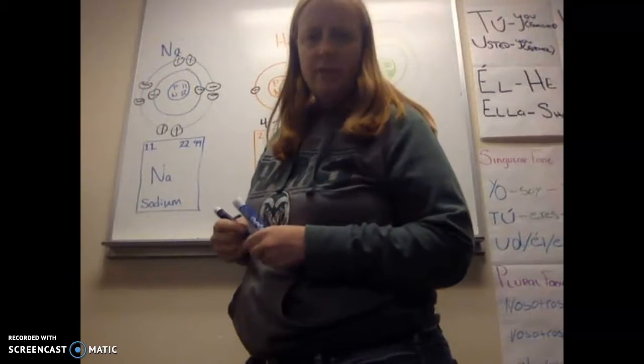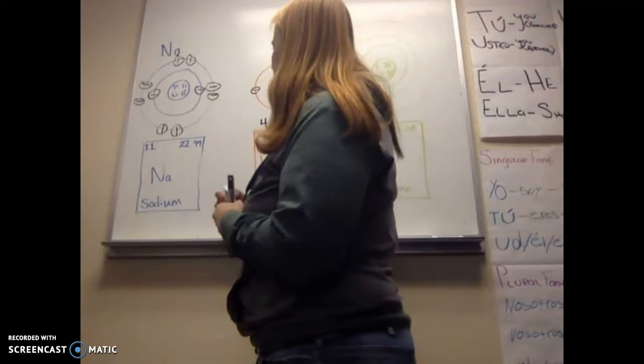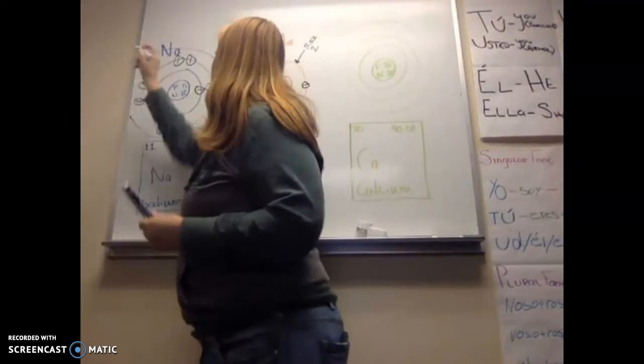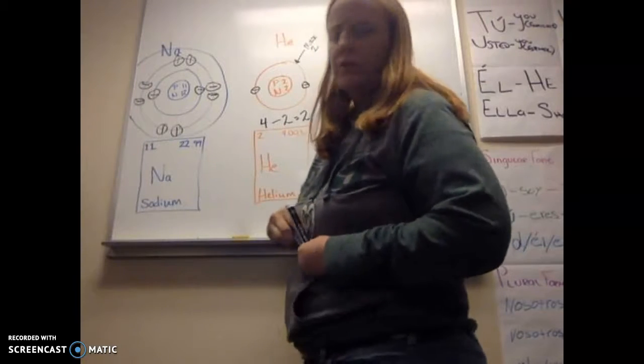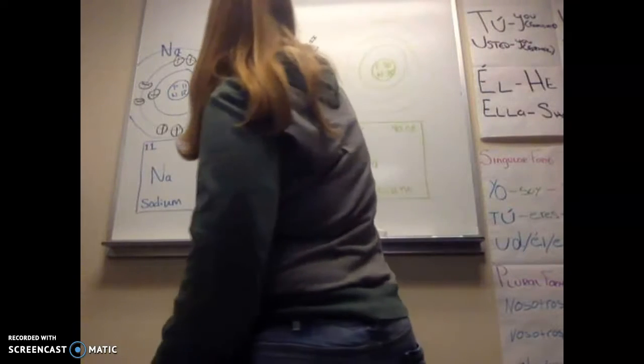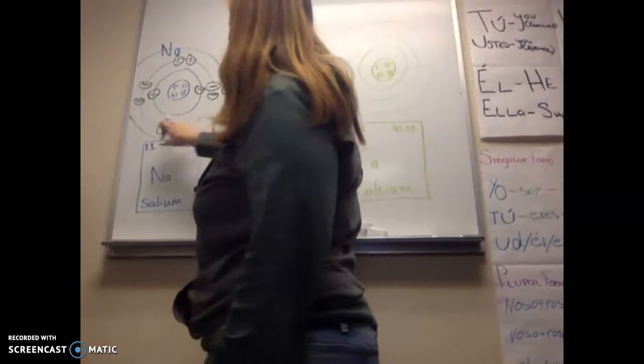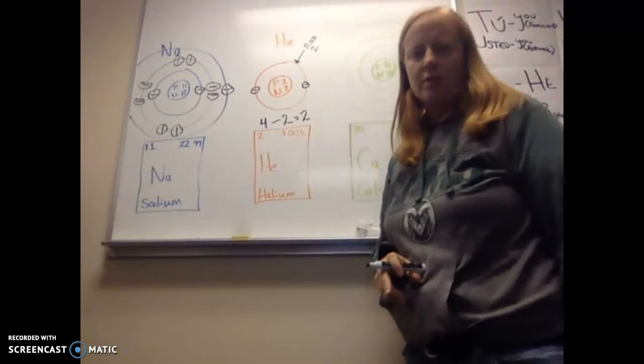But we actually need 11, so we're going to have to draw another ring around the outside, another energy level, and we'll put our 11th electron on that. Okay? So we've got 1, 2, 3, 4, 5, 6, 7, 8, 9, 10. Those are our 11 electrons.